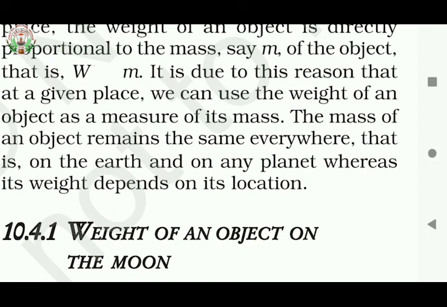Read the portion nicely, understand it. Your midterm exams will be coming in the next month. Prepare for the exam, complete the notes, concentrate in your studies.